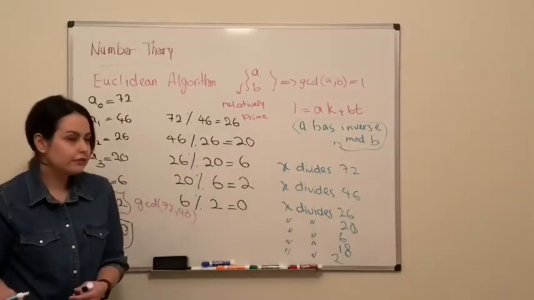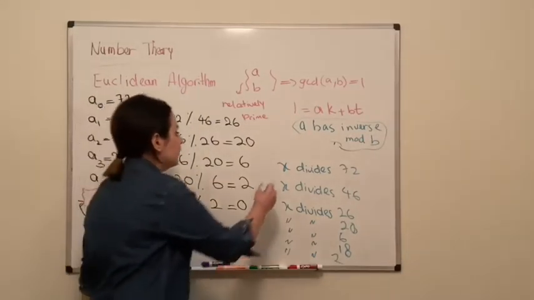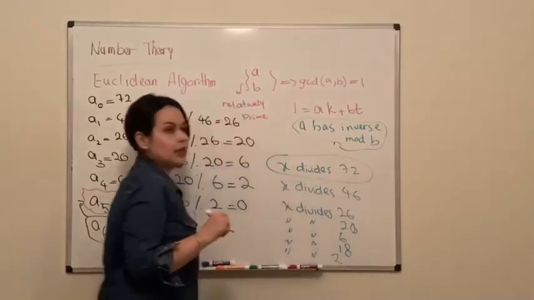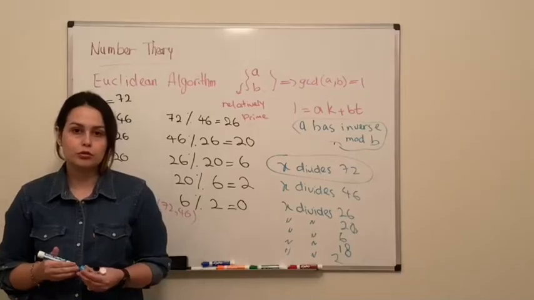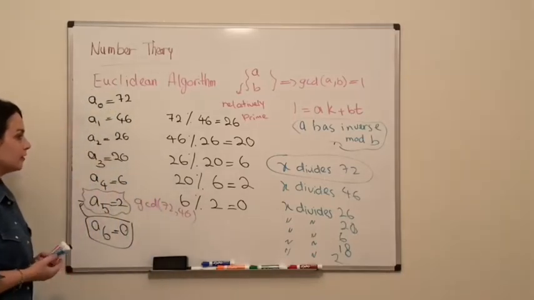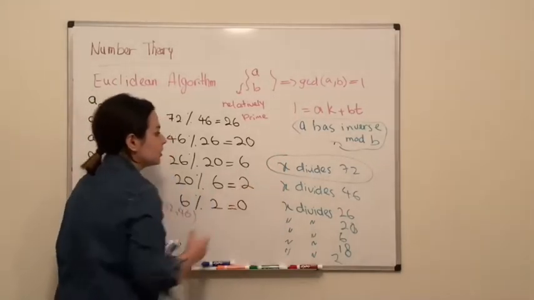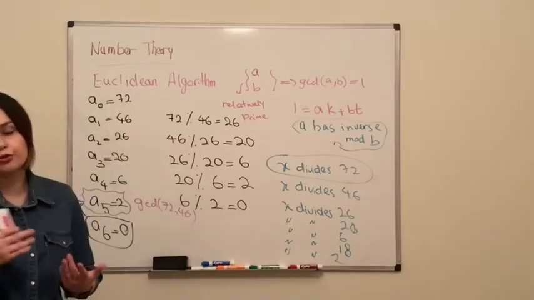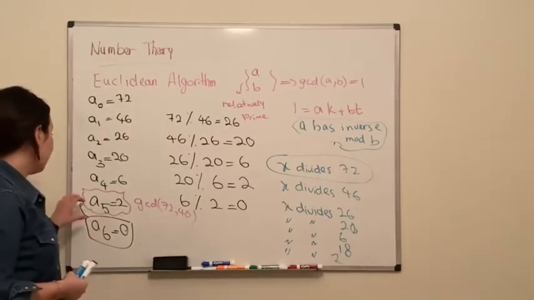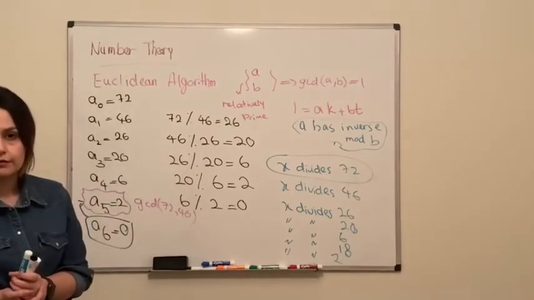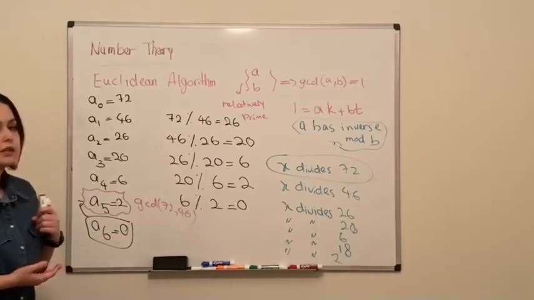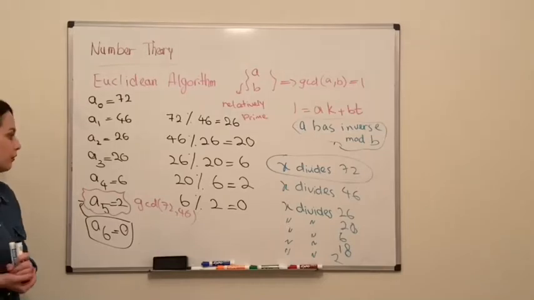X must divide 2, so I know that this number that I'm talking about is less than or equal to 2. So I can realize that the arbitrary number that I'm talking about is for sure less than or equal to 2. And since I know 2 is a common divisor of 72 and 46, then it must be the greatest common divisor of these two.